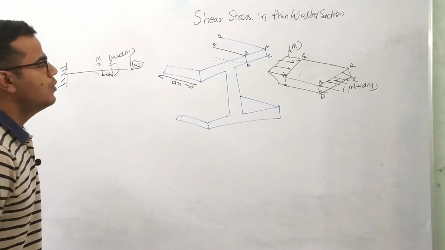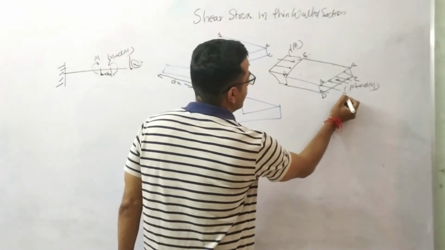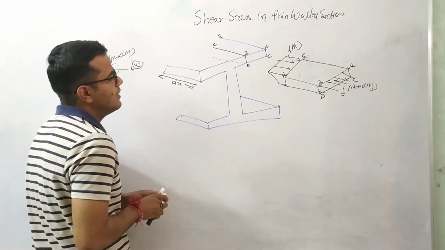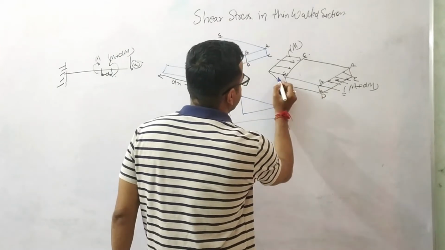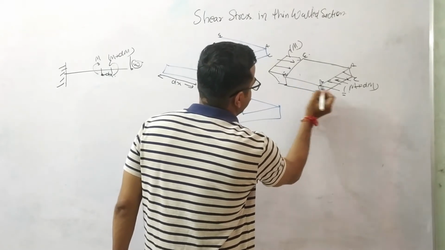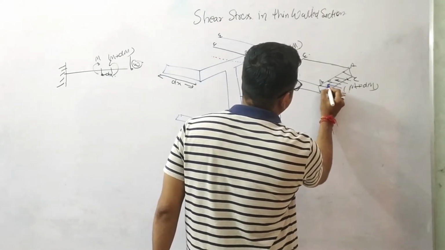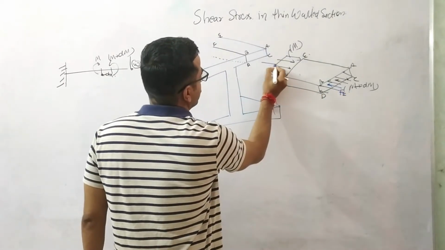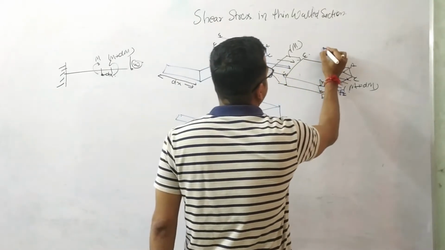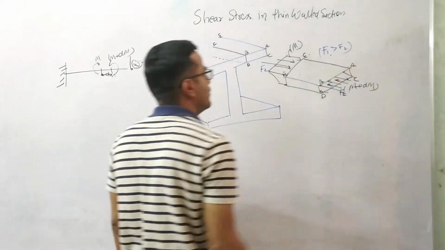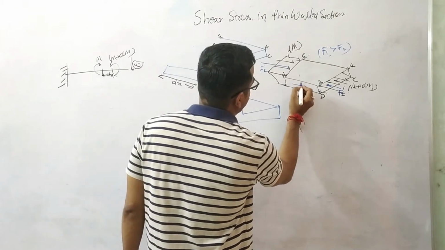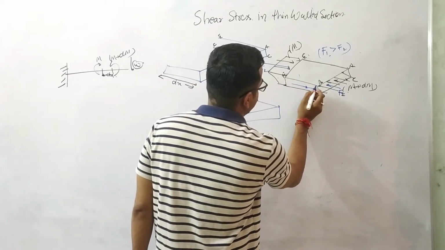As you can see, the bending stresses will be more due to this moment and less due to this moment. So obviously, these stresses will be more than these stresses. To balance this, let us suppose the net effect of these stresses will be some force F1, and the net effect acting on this cross section will be F2. So F1 will be greater than F2 over here. To balance this unbalanced force, I need to have some forces which will act in this direction.